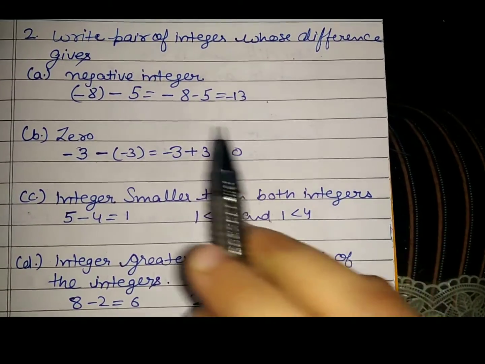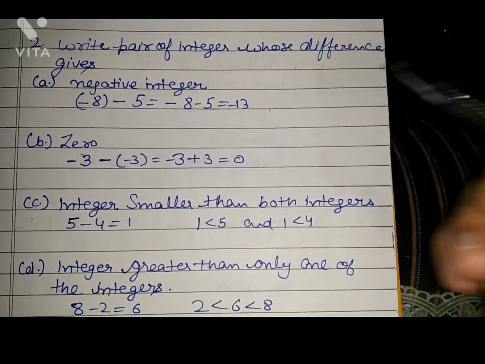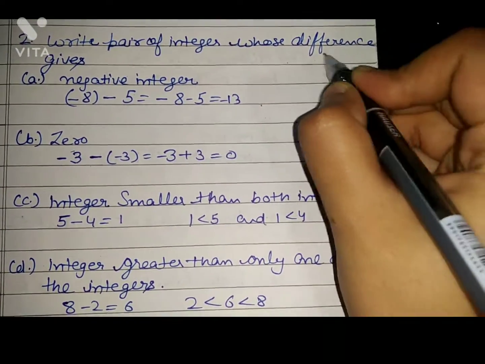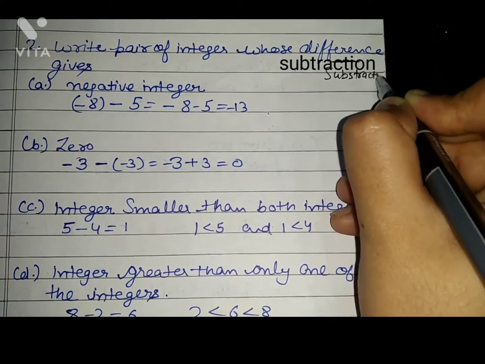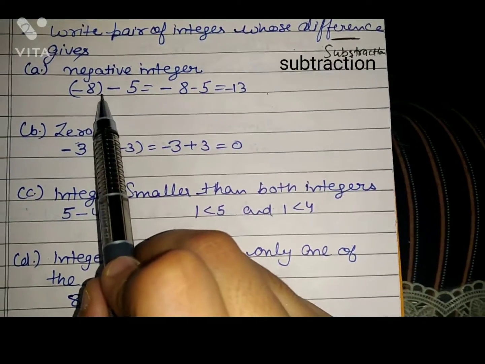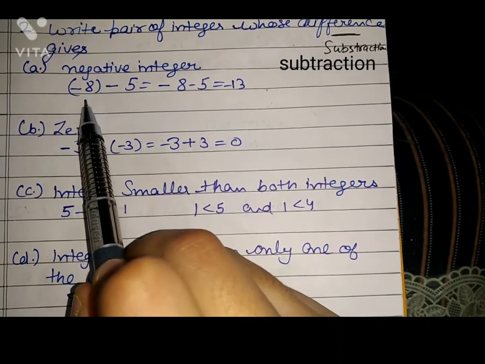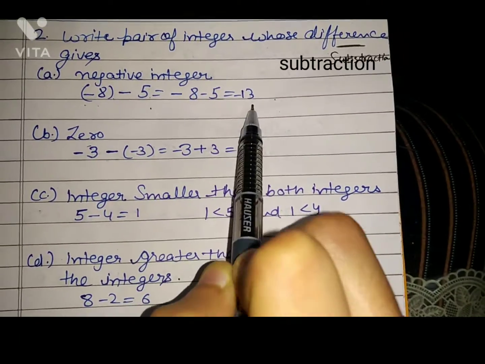Next question is to write a pair of integers whose difference gives a negative number. Now difference means a subtraction. So here I consider the pair minus 8 and 5. So minus 8 minus 5, which becomes minus 13.